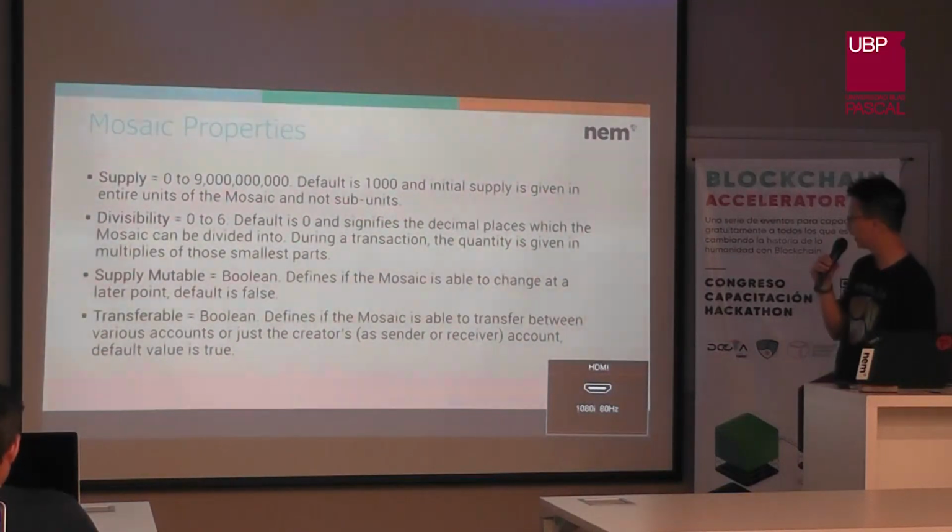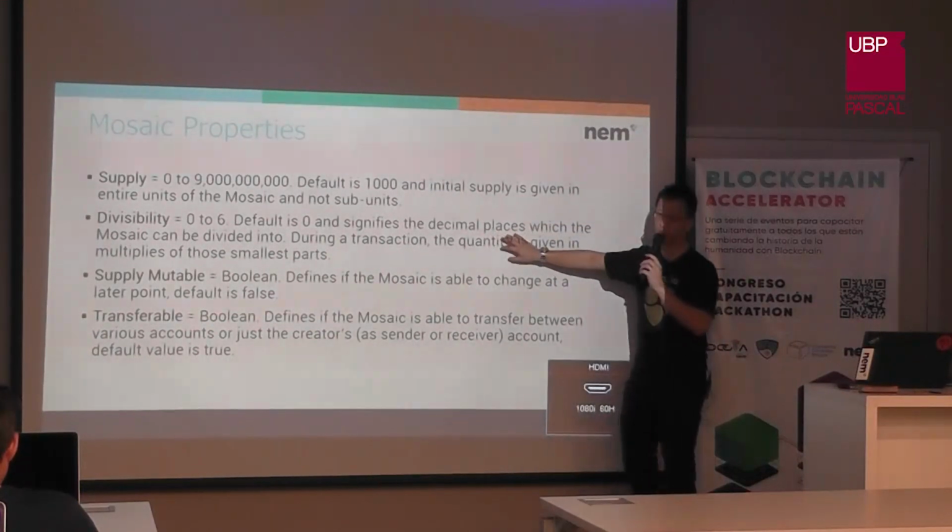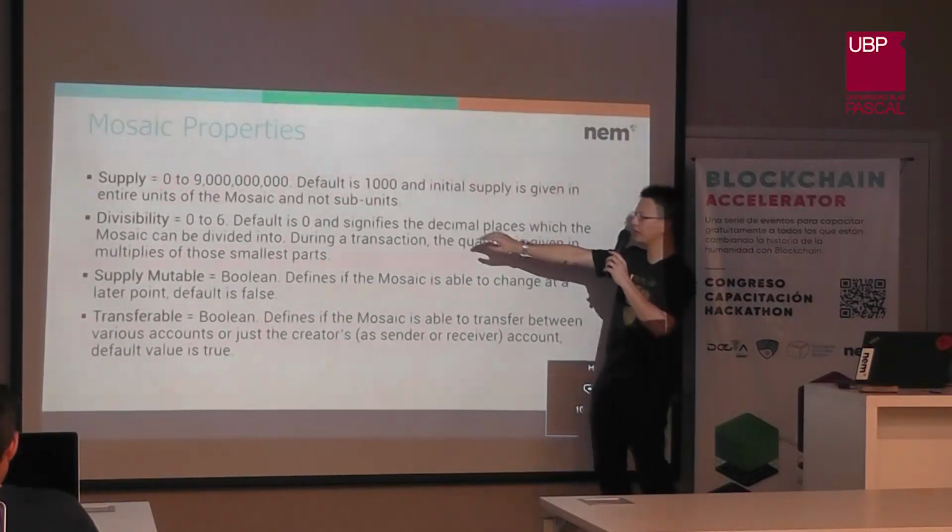Okay. So of course, if the supply of 9 billion is not enough, then what you can do is introduce divisibility, so maximum 6 divisible.